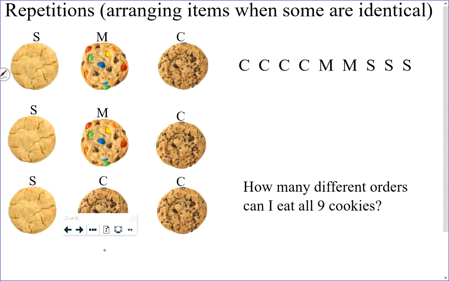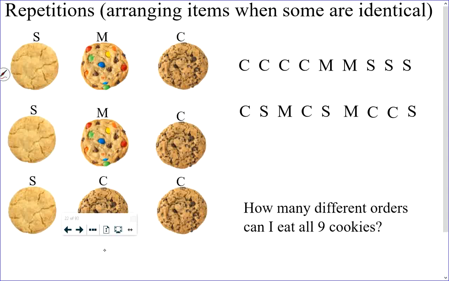I could be a very methodical person. I don't want to mix up my cookie palate, so I eat the Snickerdoodles first, then the M&M's, then the chocolate chip. Or I could do something like that. I could go after variety, and because there are 4 chocolate chip cookies, I end up eating 2 together just out of chance. But each of these arrangements is an instruction for how I'm going to eat the cookies.